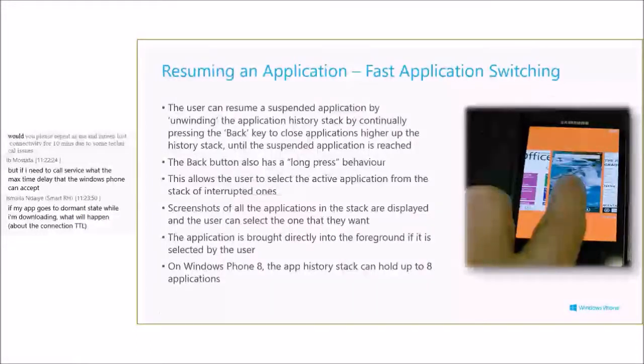You can do that, and this is actually for you to know: the app history stack can hold up to 8 apps at a time. Then you can swipe your finger and open an application back without going through the back button, just clicking which application you want to activate.